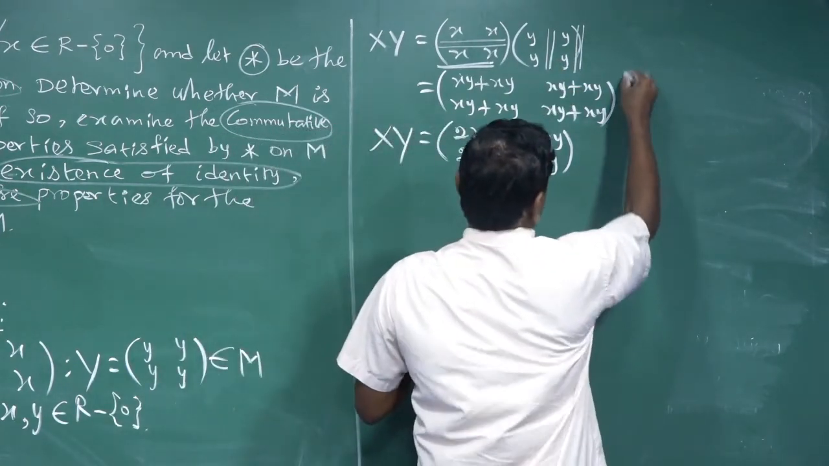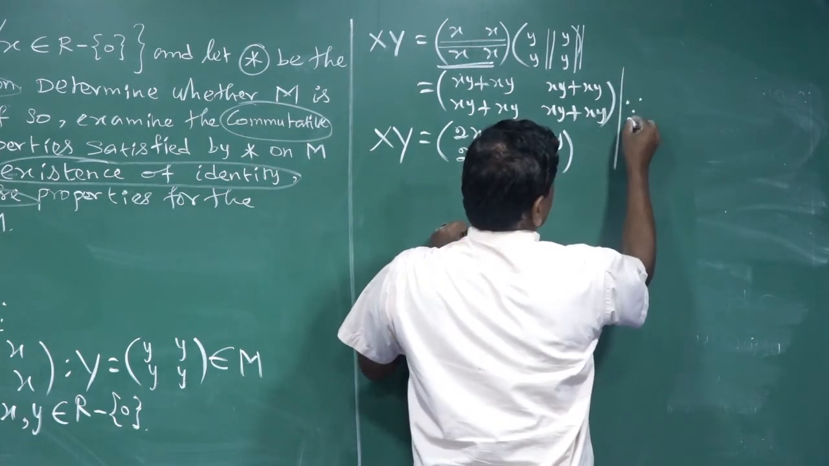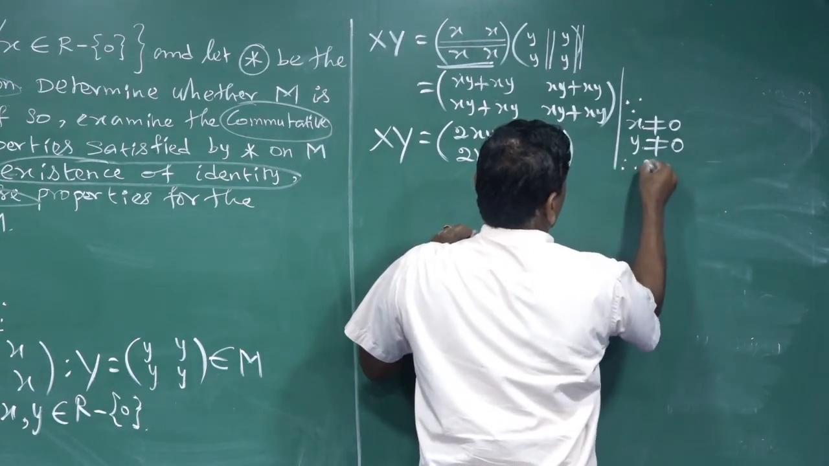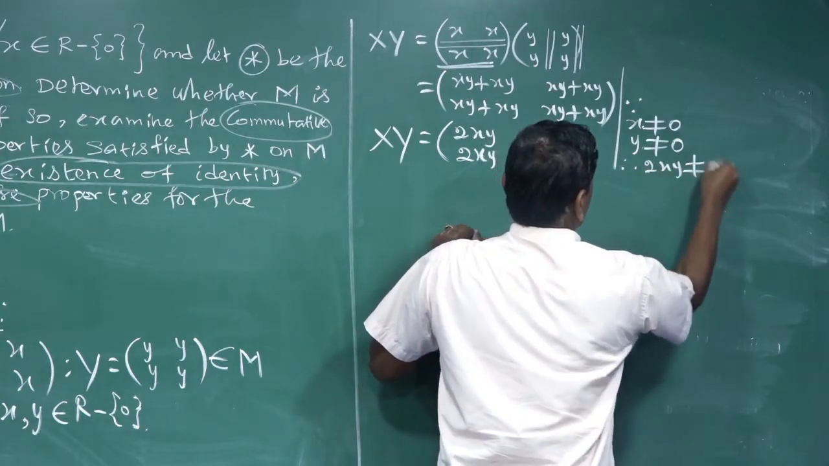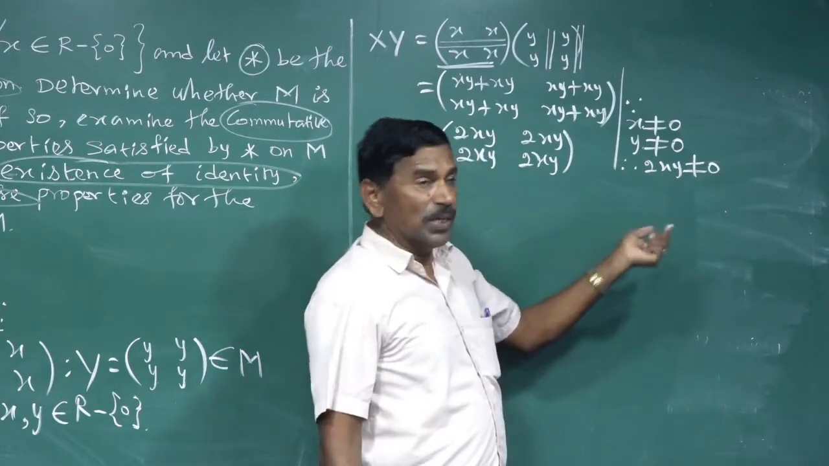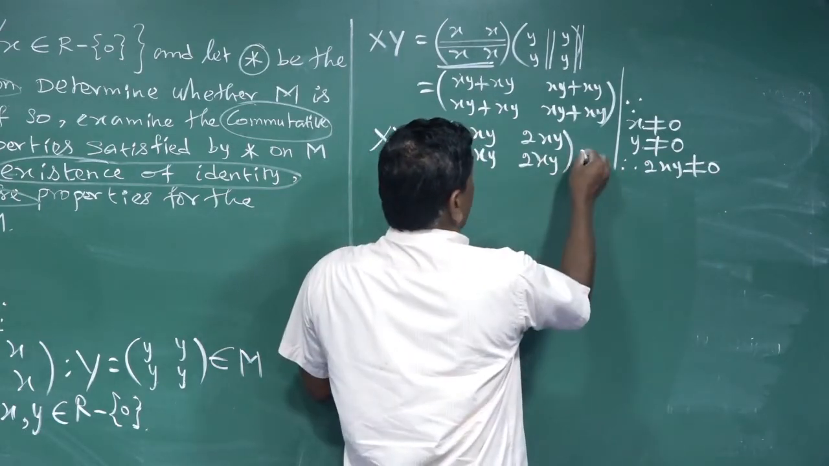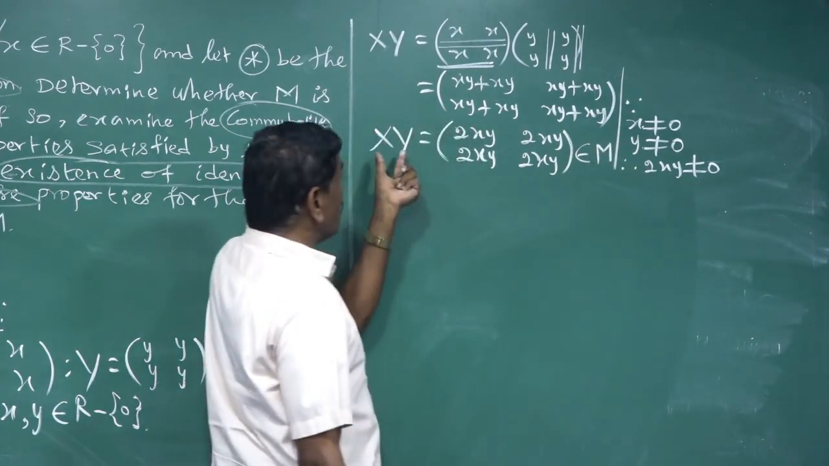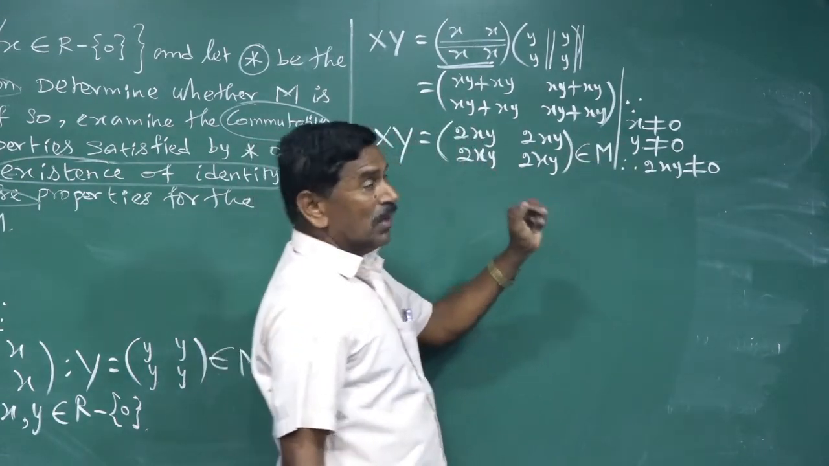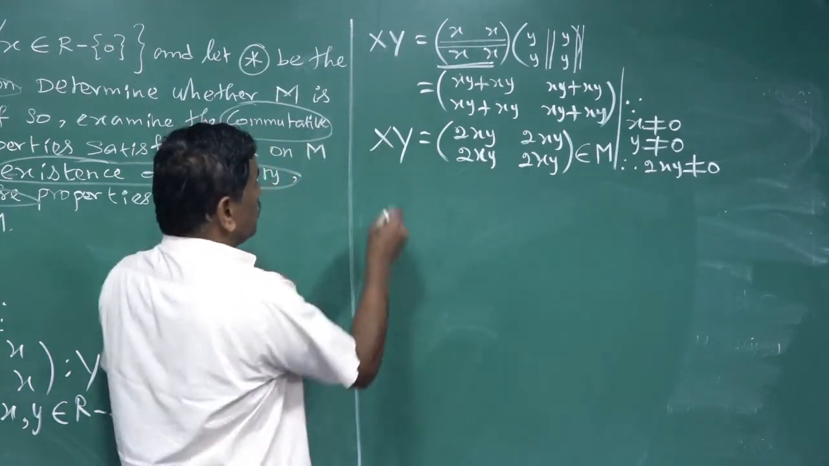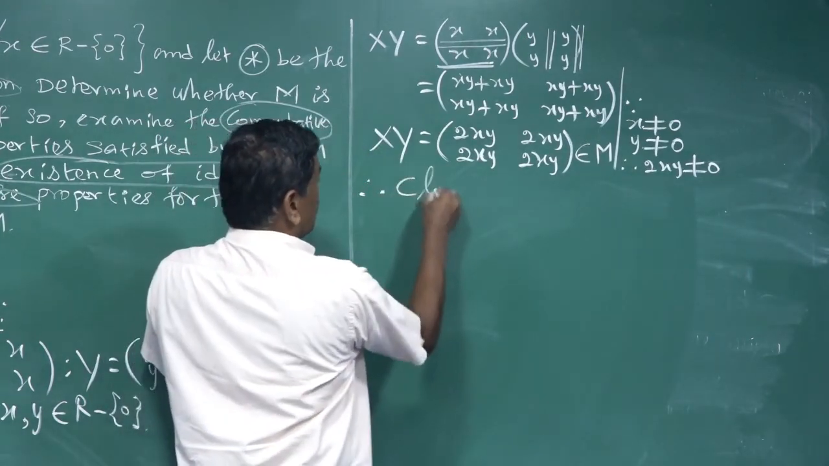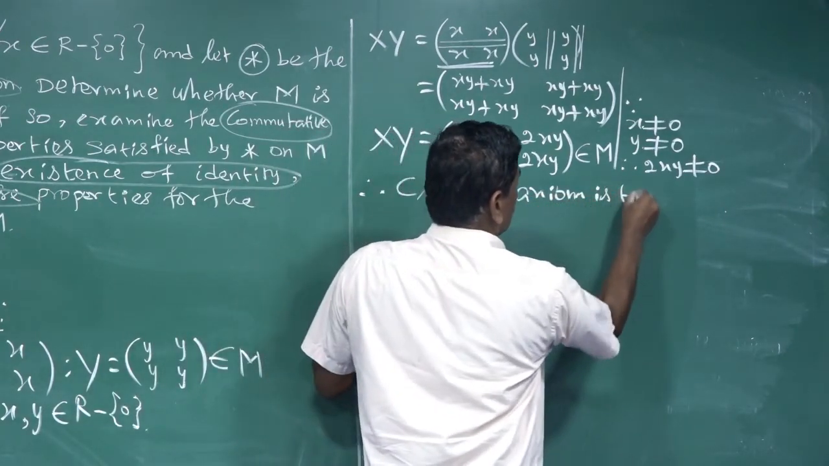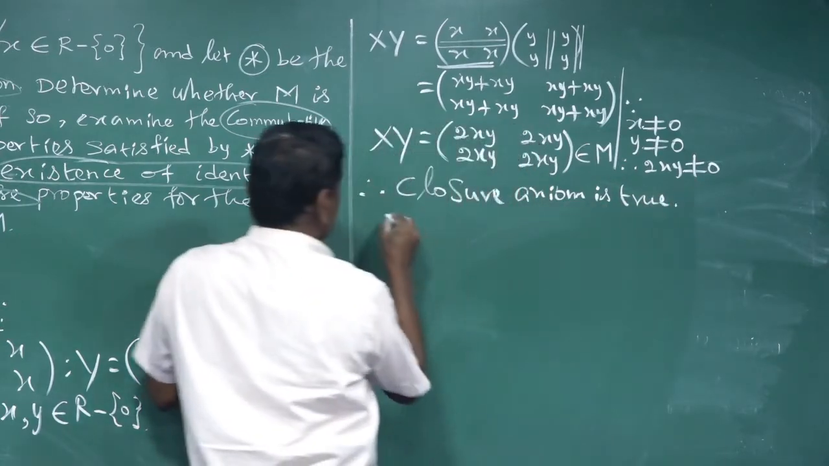Since the condition is x is not equal to 0, y is not equal to 0, therefore 2xy is not equal to 0. Here R minus 0 means not equal to 0. Therefore, this matrix belongs to M. That is, the product XY belongs to M. Therefore, closure axiom is true.